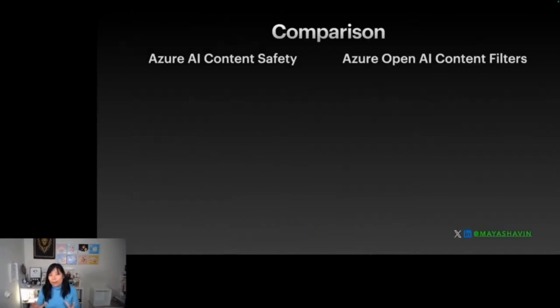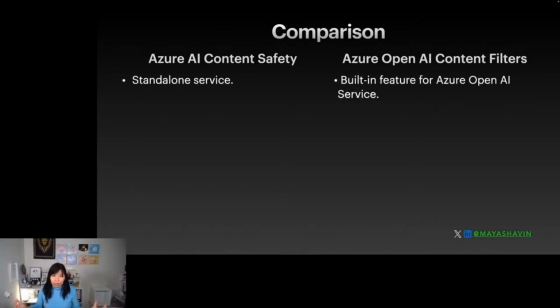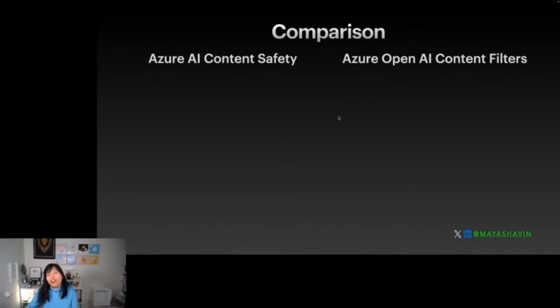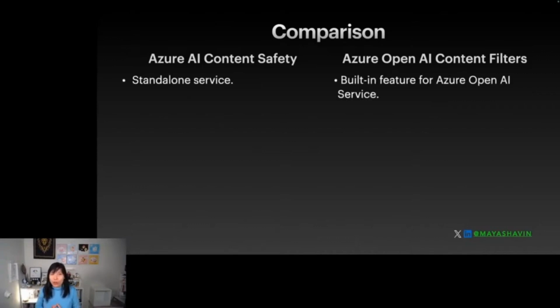Okay, so which one is better, Azure AI Content Safety or Azure OpenAI Content Filter? Well, everything has a trade-off. First of all, Azure AI Content Safety is a standalone service. You can plug it into every AI flow, so it definitely can be used to integrate into non-Azure systems.